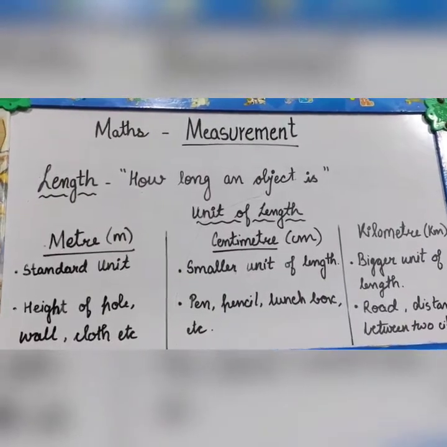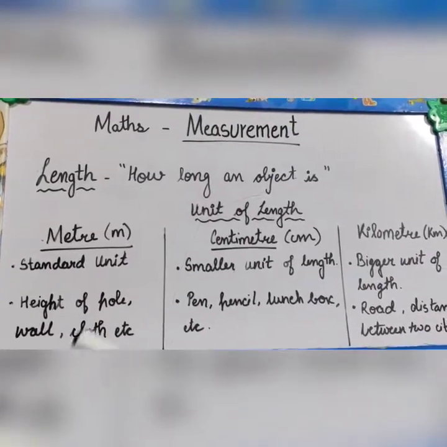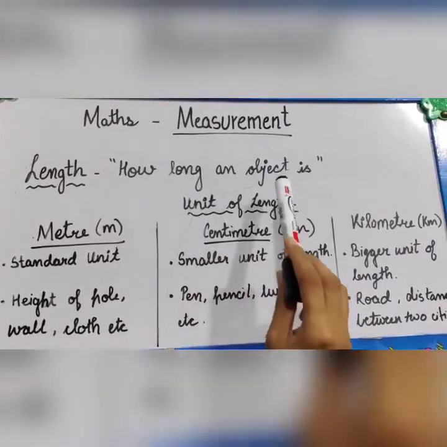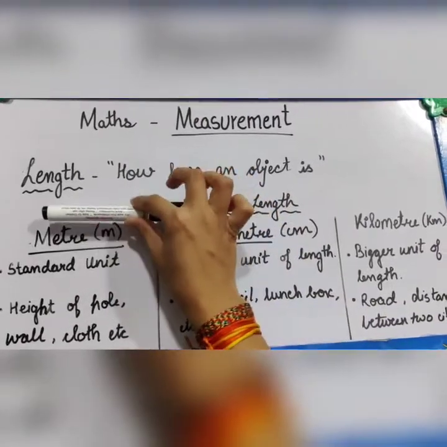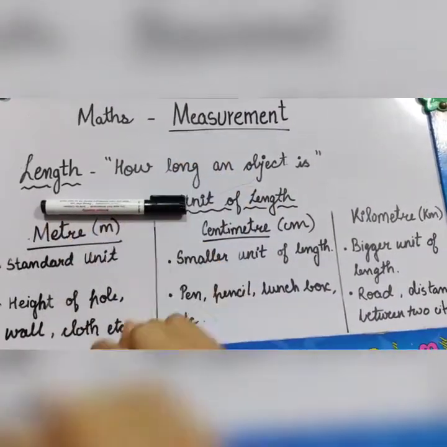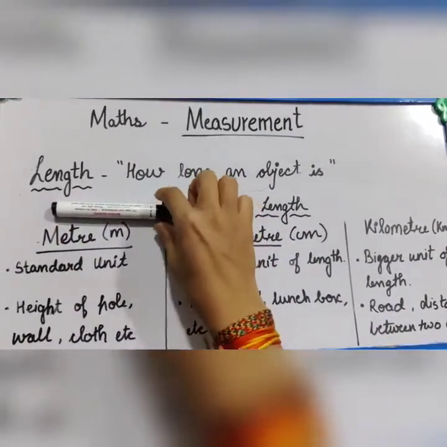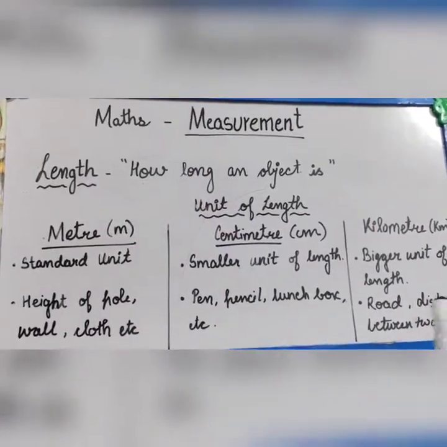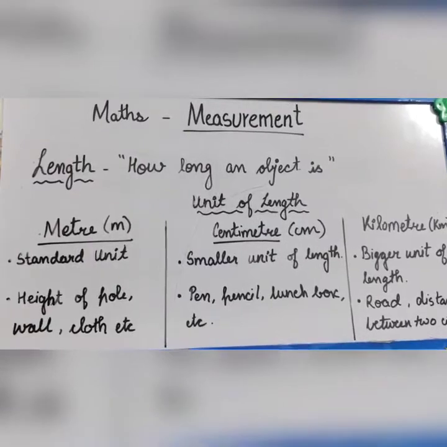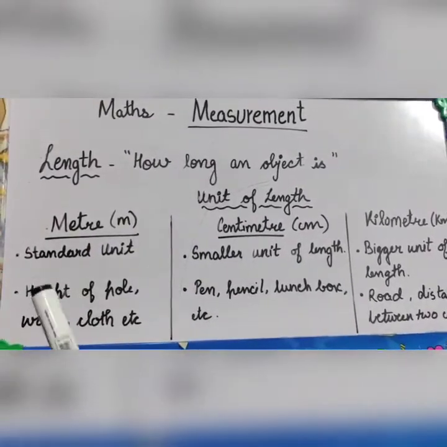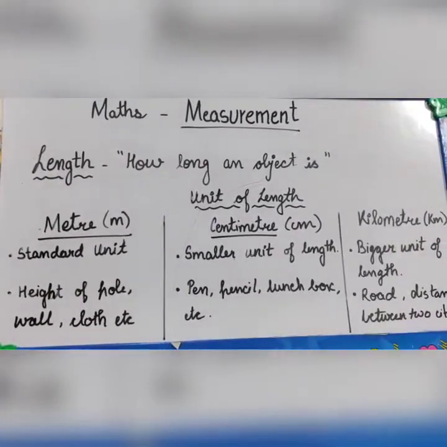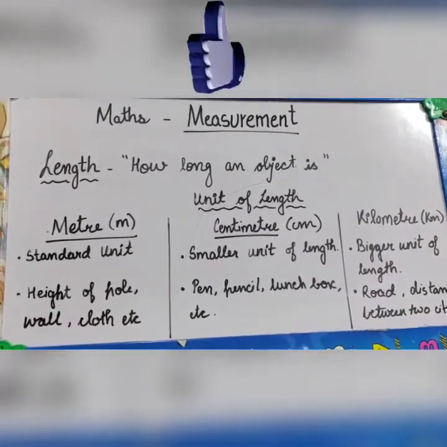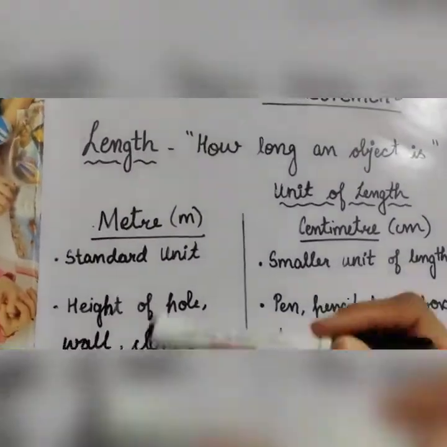So first, let us understand length. What is length? How long an object is. If we want to measure how long this marker is, what we will do? We will measure its length. So there are some units in which the length is measured. There are 3 units: meter, centimeter and kilometer. Let us understand one by one.